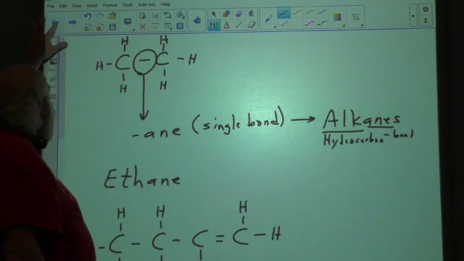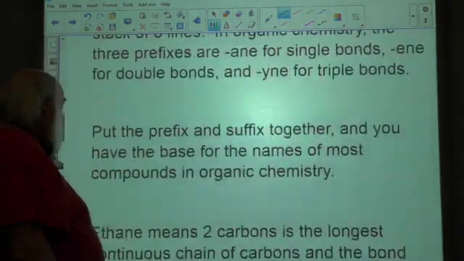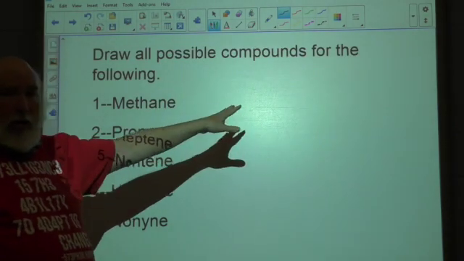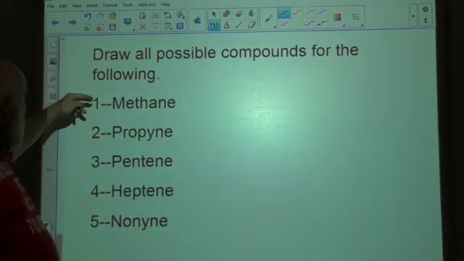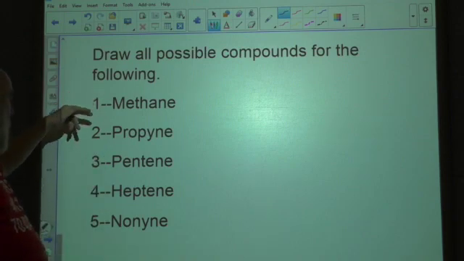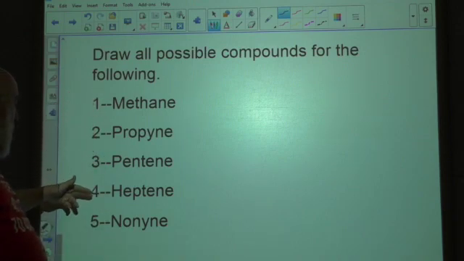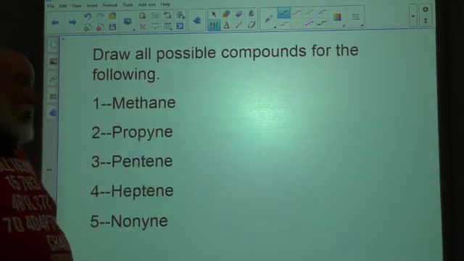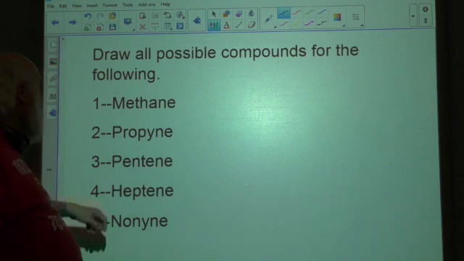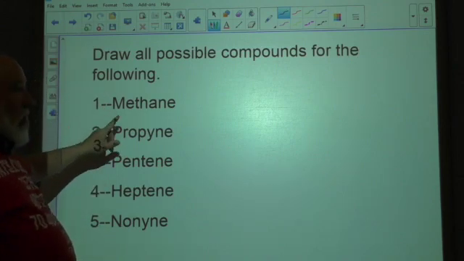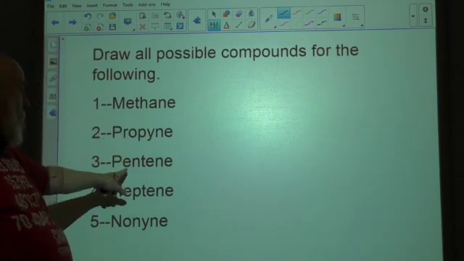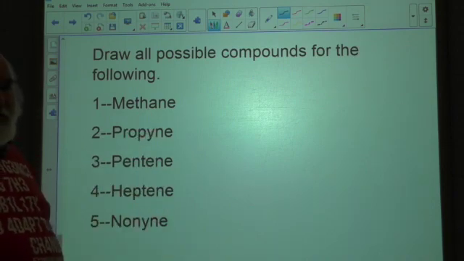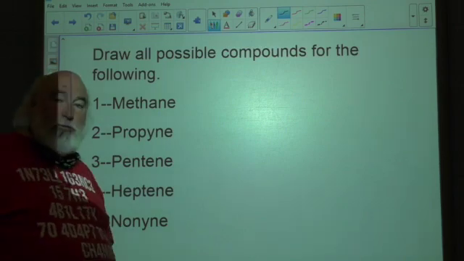So, what I want you to do in your practice problems is draw all possible compounds for these names. Methene, propyne, pentene, heptene, nonyne. Okay? Lots of room for your paper. This is going to have a lot of answers. You're going to have 1 answer here. You're going to have 2 answers here. 4, 6, and 8. 1 less than the number of carbons involved. All right? Have fun.